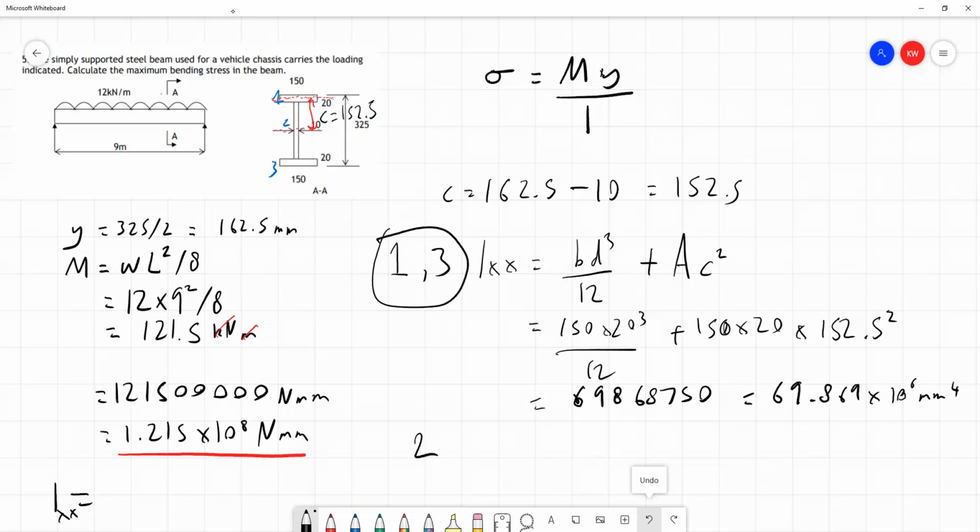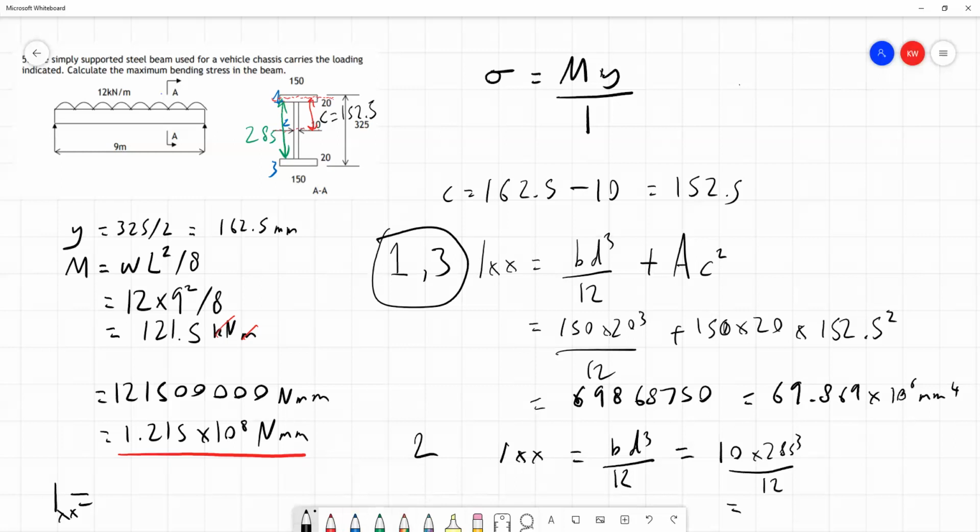And for rectangle 2, that's the central part of the beam. Well, this does have the same centroid. If we think about our rectangle by itself, the line running through the middle of that is the same as the line running through the middle of the I-beam. So we don't need to consider AC squared for this part of the beam. We can just do BD cubed over 12. The width of our beam is given in the question as 10 millimeters, and the depth will be 325 minus the 20s for the flanges. This bit between the two flanges is 325 minus 20 minus 20, so that's 285. So that would be 10 times 285 cubed divided by 12.